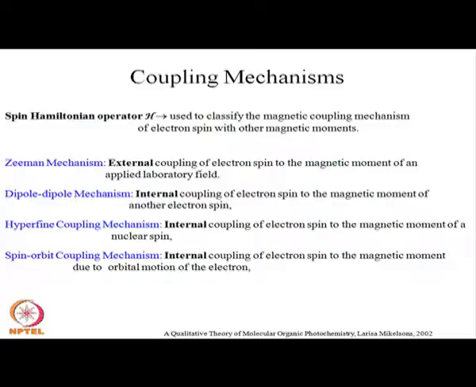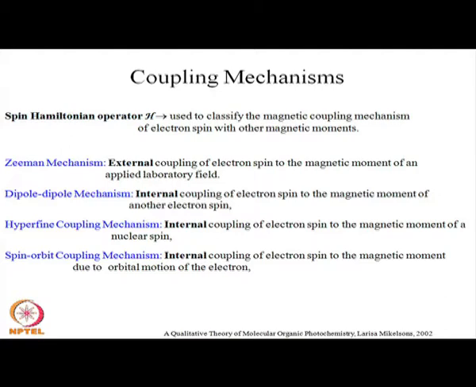Internal consideration means this is coming from within the molecule, or maybe from the radical partner, this is also located within the radical partner. But in the case of the Zeeman mechanism, your radical is here and an external field is being applied. So, this is our external consideration, but in this case this is an internal consideration. Okay.